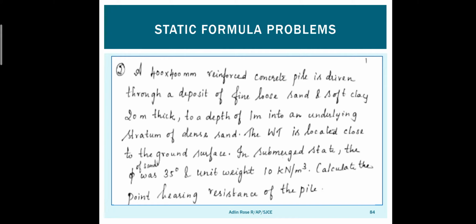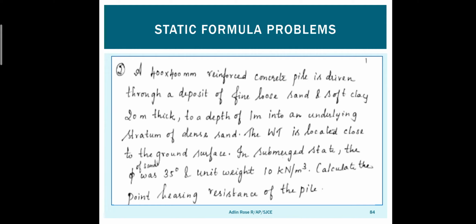What kind of pile it is? Concrete pile. And what is the shape of the pile? The pile is going to be a square pile. You can see 400 by 400 mm, so it is going to be a square pile. In the last problem we took the pile as circular pile. Here it is mentioned a 400 by 400 mm, so we take it as square pile. And where is it placed? It is placed in a loose sand and clay soil mixed. So mostly it's a sandy soil.